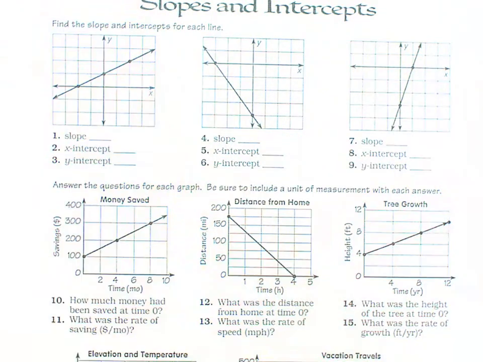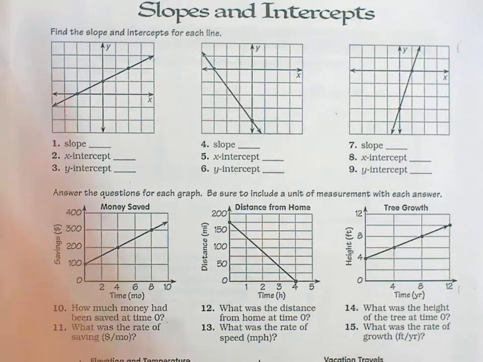An intercept is where something crosses. So if I'm going to do a lesson on x-intercepts, it's going to cross the x-axis. If I do it on the y-intercept, it's going to cross the y-axis. So I'll just do a couple quick questions here. So let's look at number one.